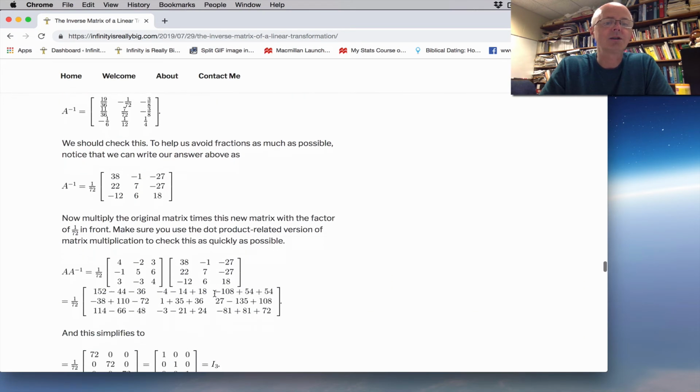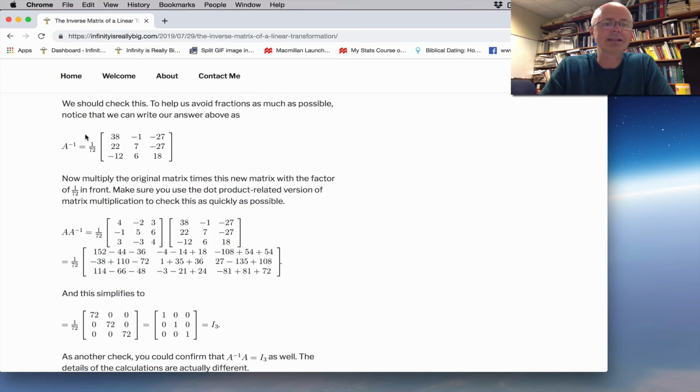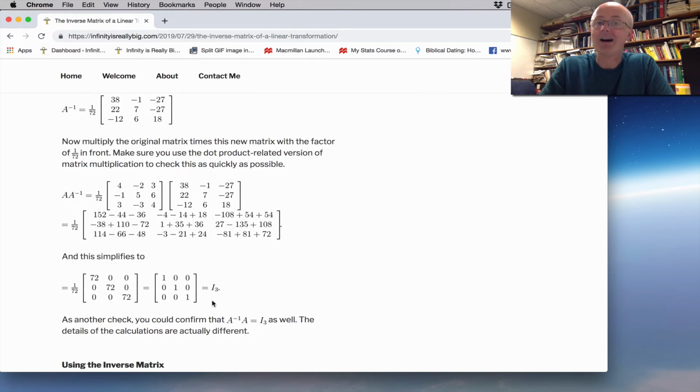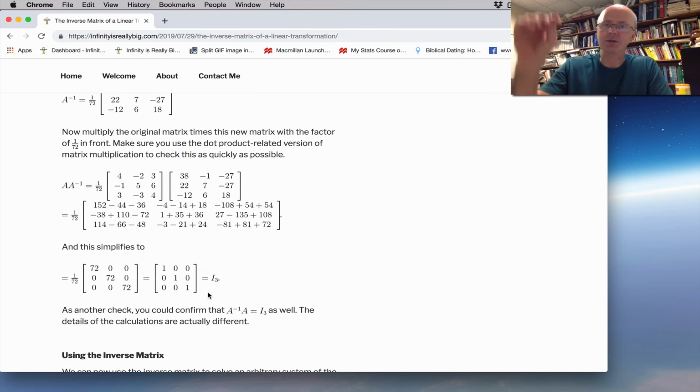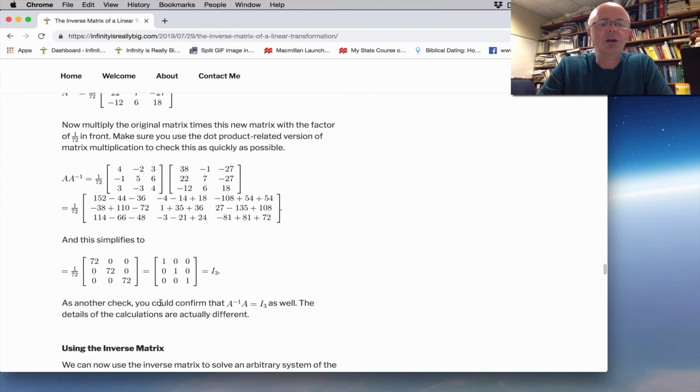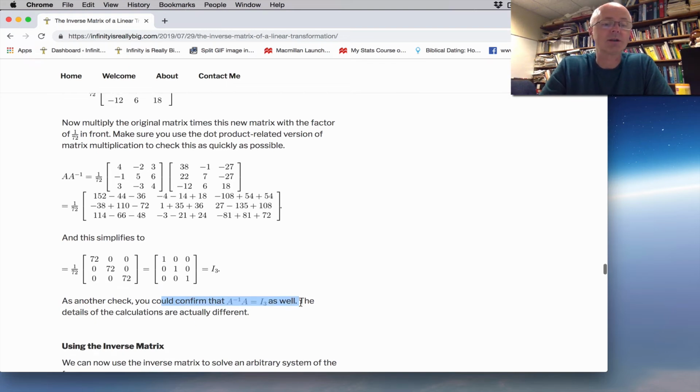And here's a multiplicative way to check that this is the answer for the inverse matrix. Here I multiply everything out, and I get I3, the 3 by 3 identity matrix where you have 1s along the main diagonal and 0s elsewhere. And you could confirm this the other direction as well, and you get the same thing.